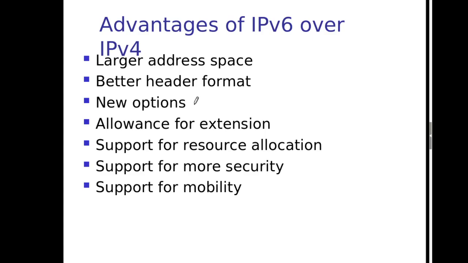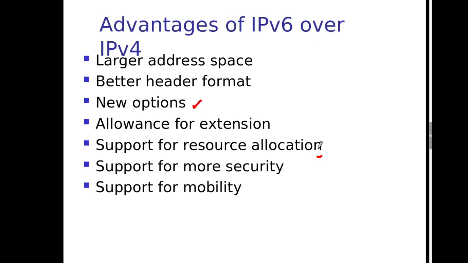Now some new options have been added. We will see those additional functionalities that we have. Allowance for extension: IP version 6 is designed to allow the extension of the protocol. New technology or applications can always be supported. Resource allocation can be supported.